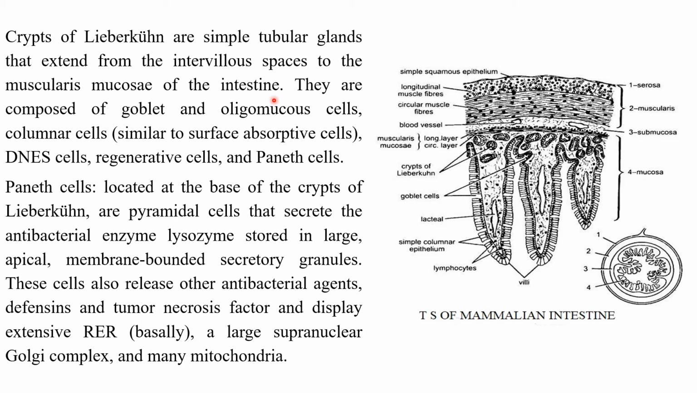These cells also release other antimicrobial agents, defensins, and tumor necrosis factors, which are also called TNFs, and display extensive rough endoplasmic reticulum at the base and a large supranuclear Golgi complex. Supranuclear Golgi complex means the Golgi complex which is present over the nucleus, and a number of mitochondria as well.